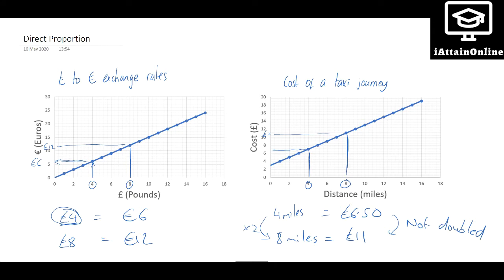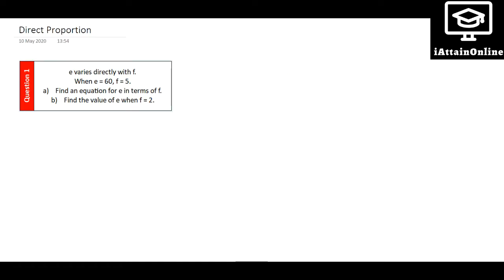The key thing there is that in order for them to be in direct proportion, the graph must go through the origin, the point (0, 0). If the graph is a straight line but doesn't go through the origin, they are not in direct proportion with each other. Okay, so let's go to 4 examples.